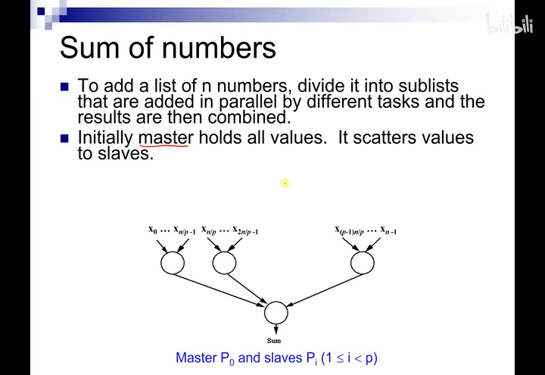Initially the master would first of all distribute the data to the slaves. Then the slaves are each going to end up with the same number of values, so every slave gets n divided by p values. They're going to add up those values, which produces a single number, and they're going to send all those numbers back to the master, who's going to add up all of these numbers.